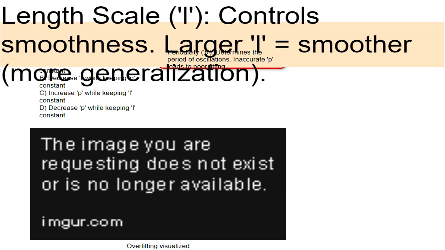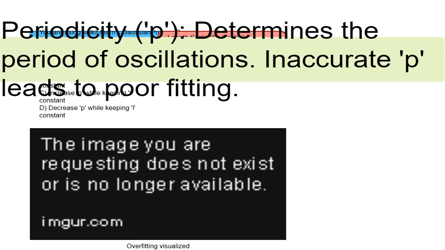Think of it as a brush stroke. A larger brush makes a smoother painting, more general, while a tiny brush allows for lots of detail, less general, more prone to mimicking noise. The periodicity, P, parameter sets the frequency of the repeating pattern. If I guess the wrong frequency, the model won't fit the data well. Think of it like trying to match a song's tempo. If I'm off, everything sounds wrong.